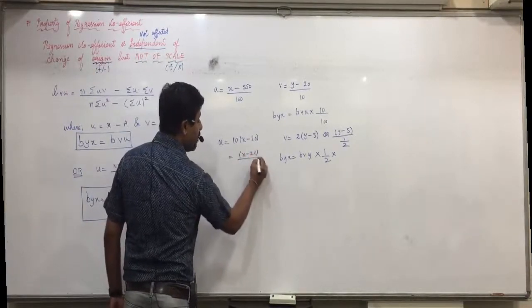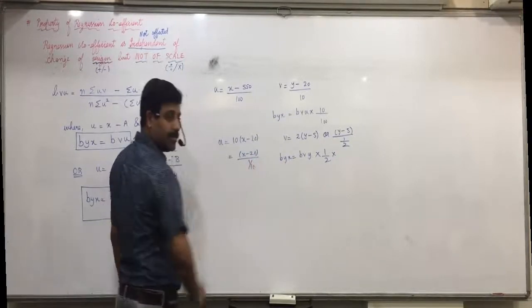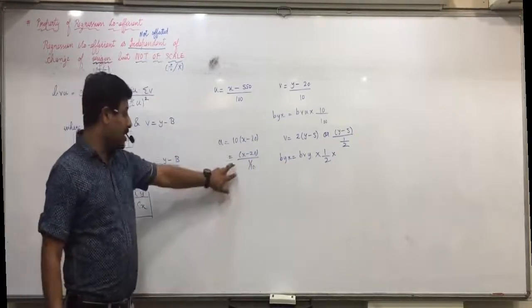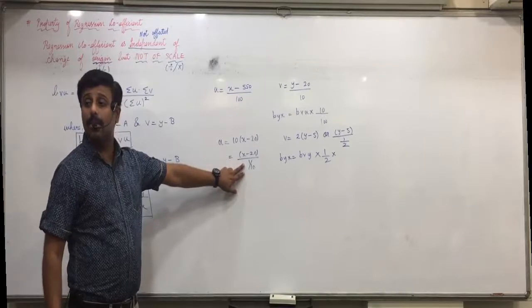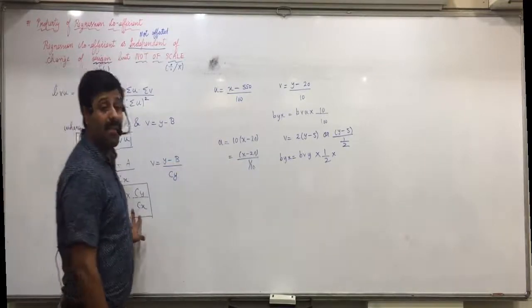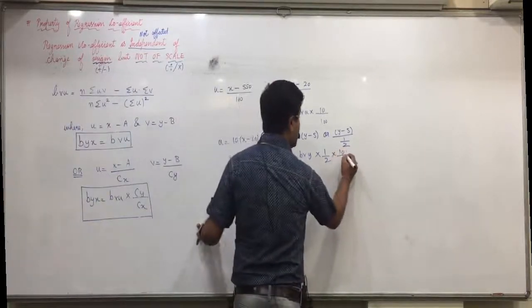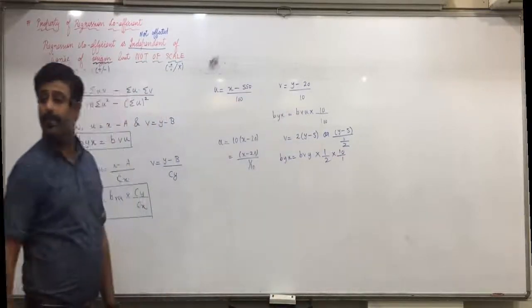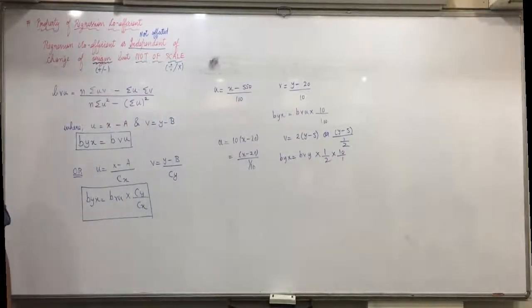X minus 20 upon 1 upon 10. So what is the value of cx here? 1 by 10. Now divide by 1 by 10 means multiplied by 10 by 1. This is how you cancel the effects.